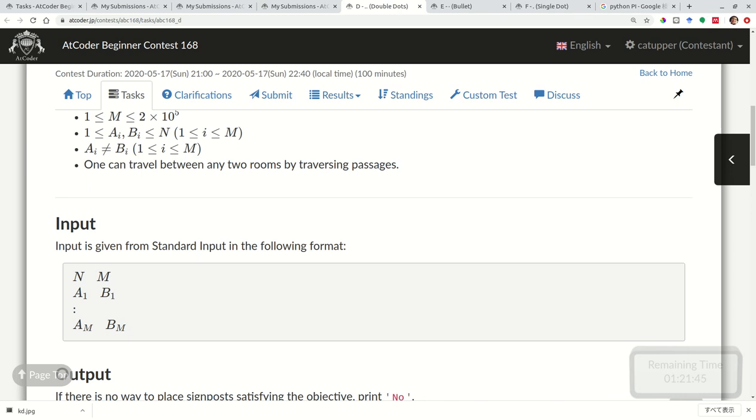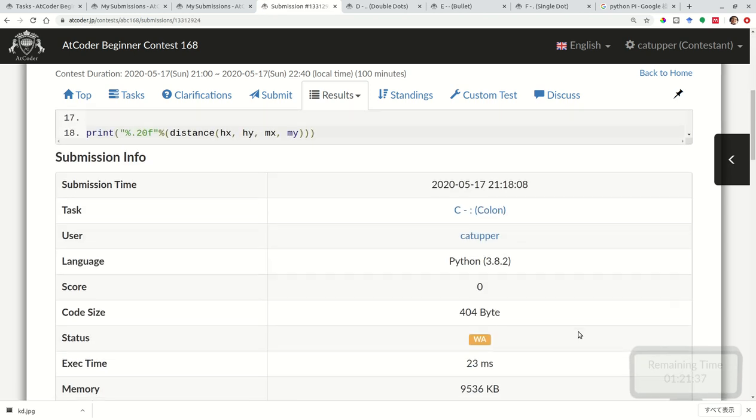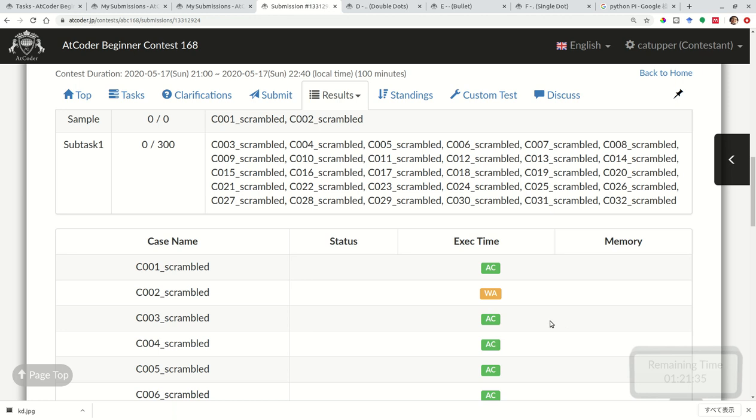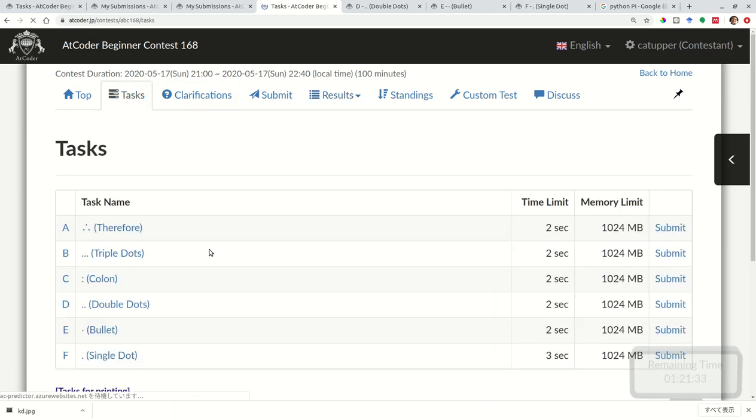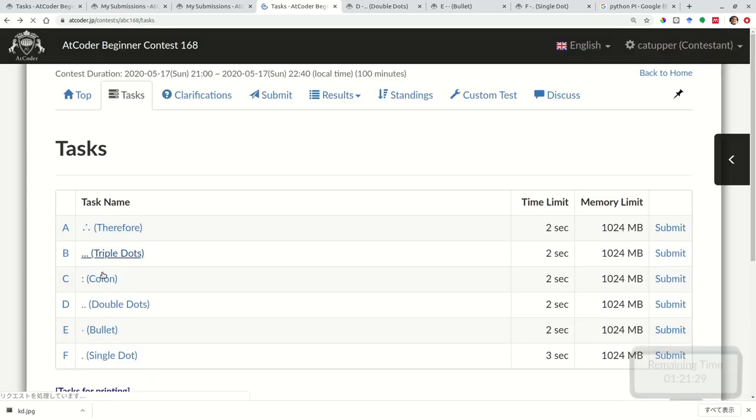So just get n, m, and m edges. Oh, I got wrong again. What's going on here? Yeah, I get wrong answer with the sample. So let's check with the sample input.